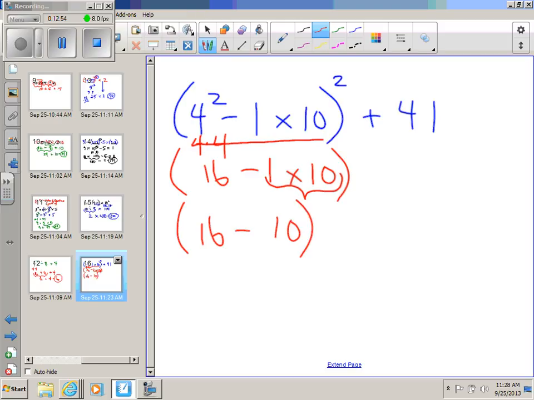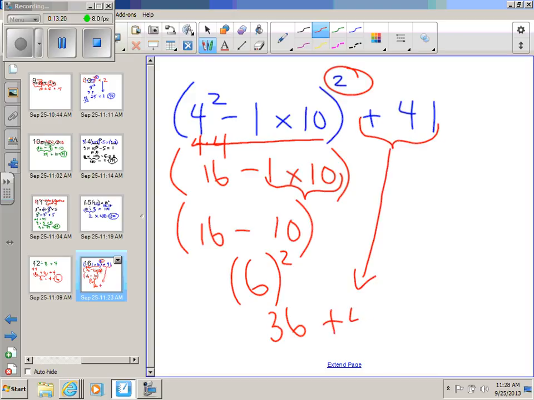Now notice this is all still on the inside of your parentheses. 16 minus 10 becomes 6. Now, I square the 6. What is 6 times 6? 36. And the last that has to get done, add 41, 77.